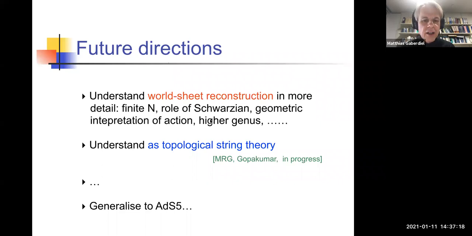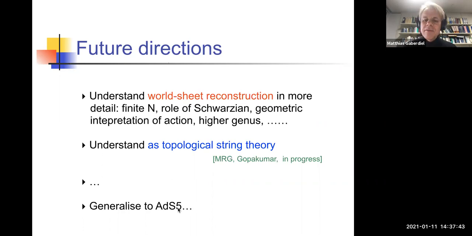One of the things we are currently working on is trying to understand the topological aspect of it. We feel there should be a way of making this more manifest. And then obviously the final aim is to generalize it to AdS5. We are reasonably hopeful, in particular given the fact that this reconstruction idea works so similarly, that there may be a good chance that one may be able to do something similar for the case of AdS5.